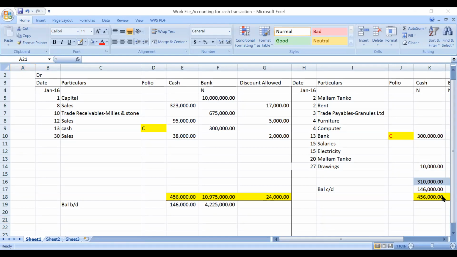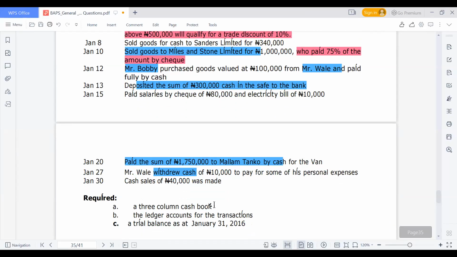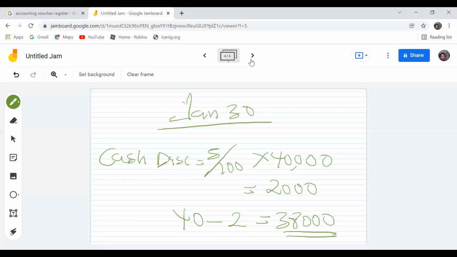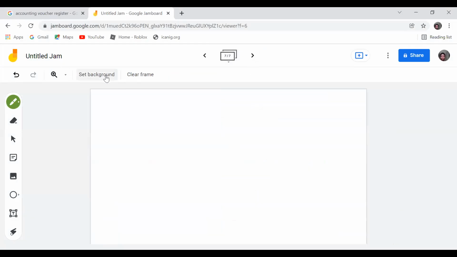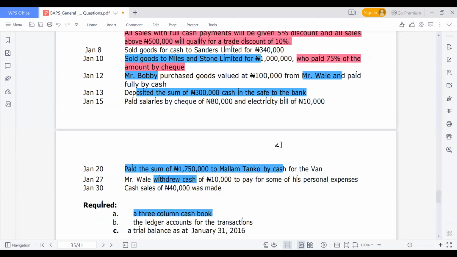So that is the first requirement. Let me now move on to the second requirement, which is to post into the ledger as well. All right, so let's do this as well. Let's post in the ledger now. I'm going to be using this to do the writing part. So now we have to start the question all over again.